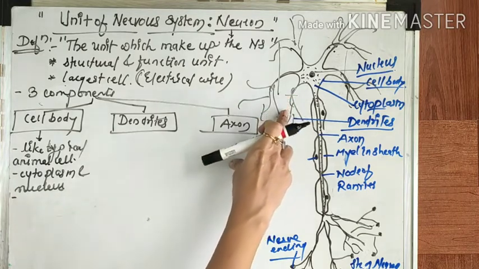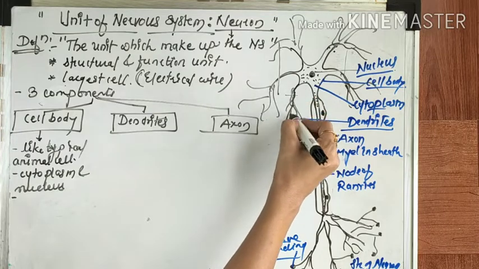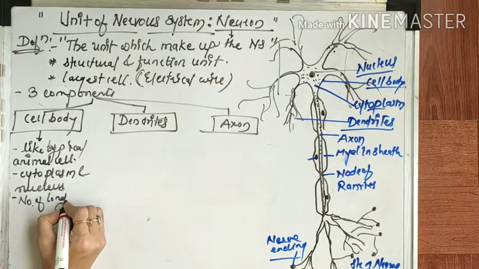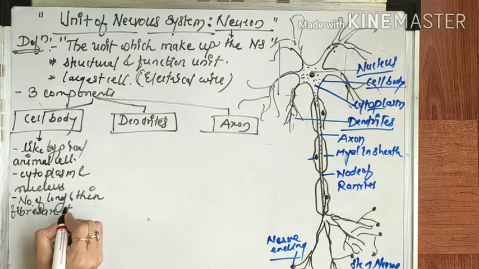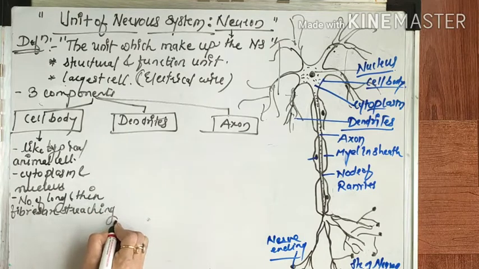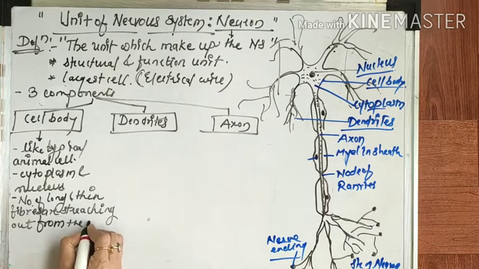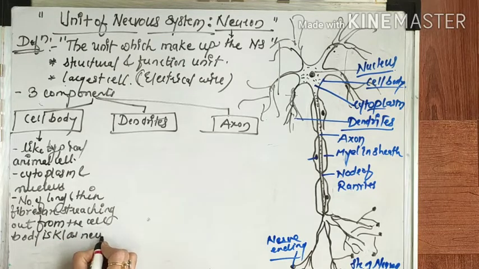And you can see a number of long thin fibers stretching out from the cell body of the neuron. Okay, you can see this one, no? Right? So there are long thin fibers. From this cell body, the number of long and thin fibers stretching out are nothing but the nerve fibers. Okay, whatever this long thread-like structure is, that is called nerve fibers.